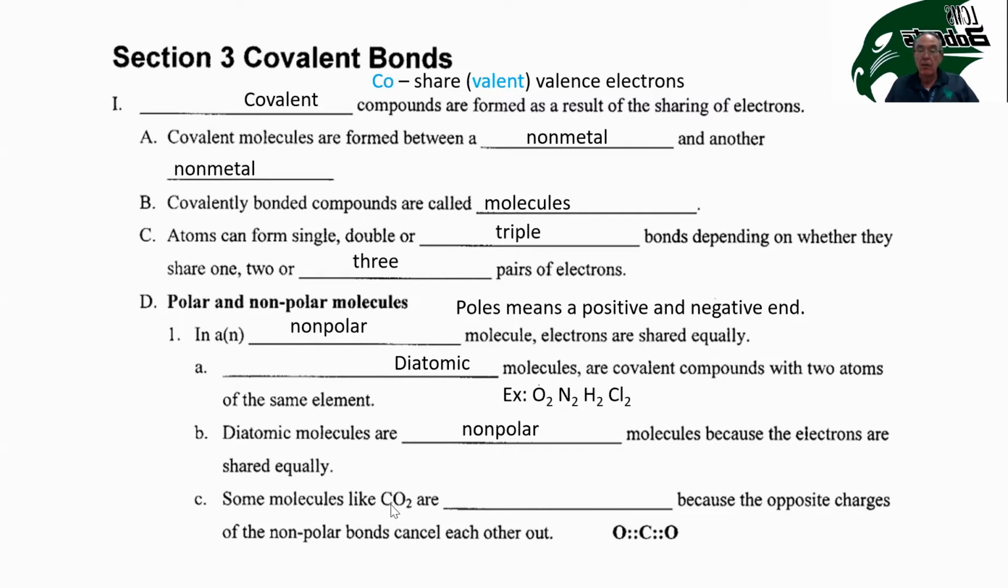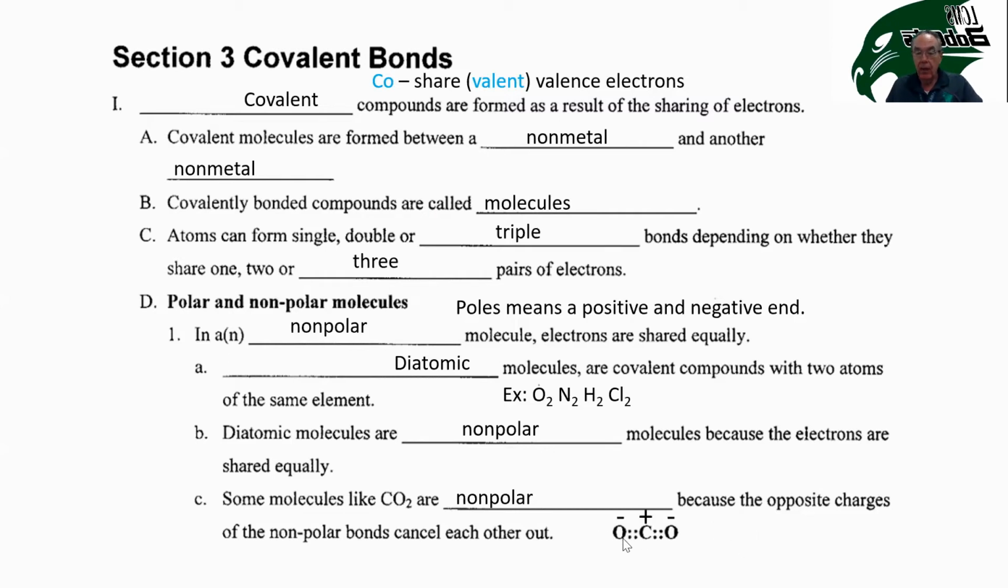Now, some molecules like CO2, well, carbon is a much smaller atom than oxygen is. So there's not going to be equal sharing between the carbon and the oxygen. But they end up being nonpolar anyway. And I put in the notes because the opposite charges of the nonpolar bonds cancel each other out. What in heaven's name is that supposed to mean?